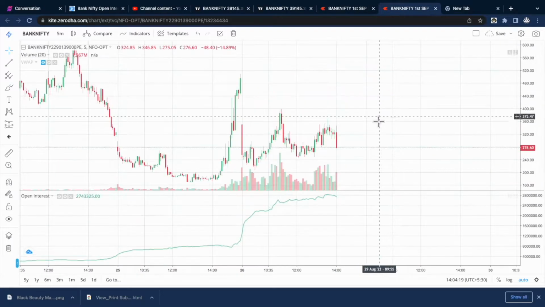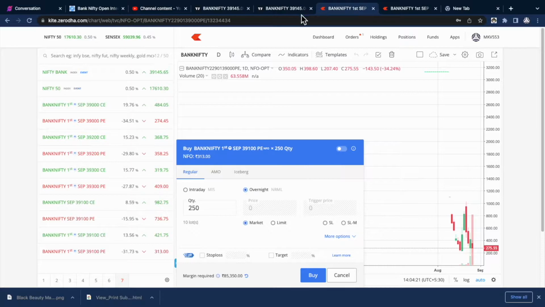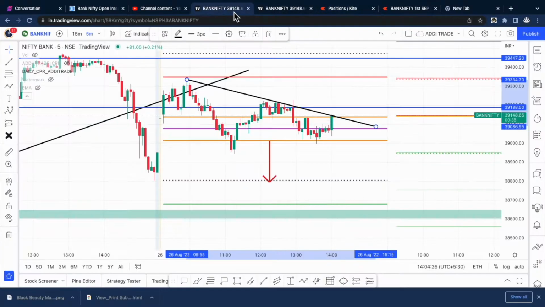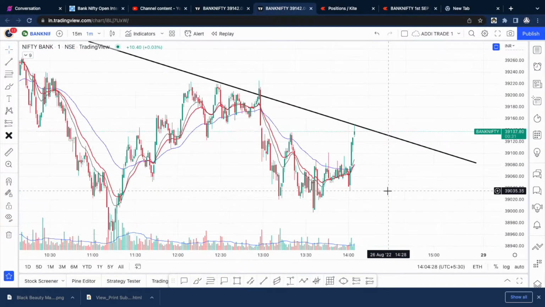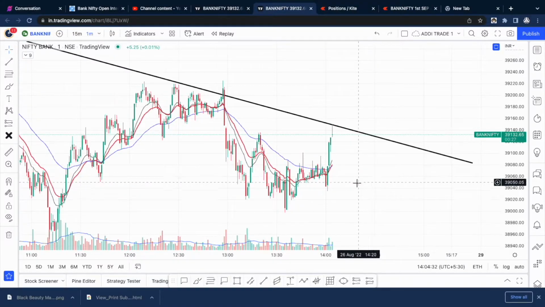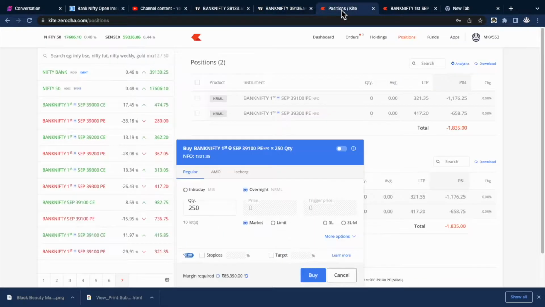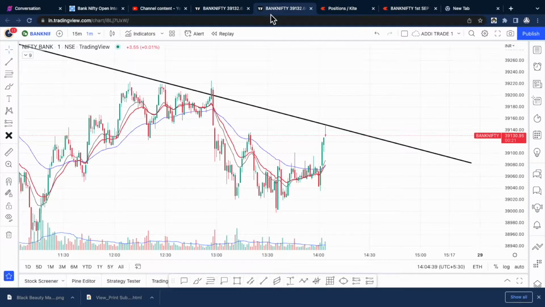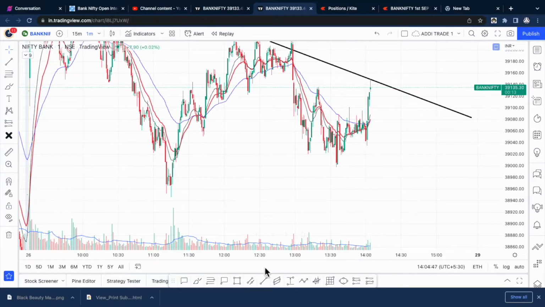I have a view we'll break that CPR today, that ABCDE should work. See, right now we are at about the trend line. That's why I've come to this 1 minute time frame, just to see if we get a rejection. When we get a red rejection here, I would take an entry. And since we formed that long red wick on 1 minute time frame, would take an entry here, 39,100 PE.